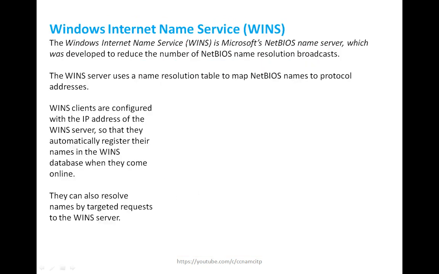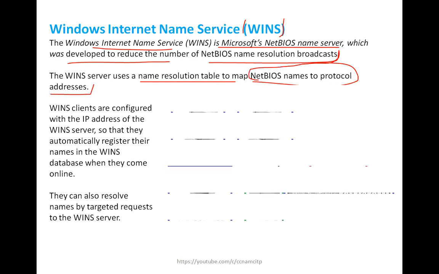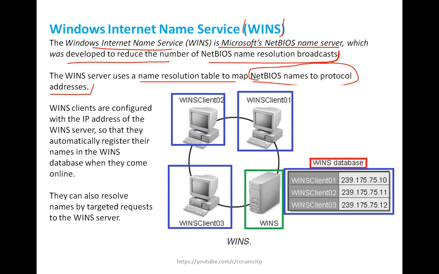Now Windows Internet Naming Service, which is also known as WINS. So guys, what is WINS? Windows Internet Name Service is Microsoft's NetBIOS name server, which was developed to reduce the number of NetBIOS name resolution broadcasts. It came to reduce that broadcast traffic. The WINS server uses a name resolution table to map NetBIOS names to protocol addresses. So what does it mean here? This is the concept.